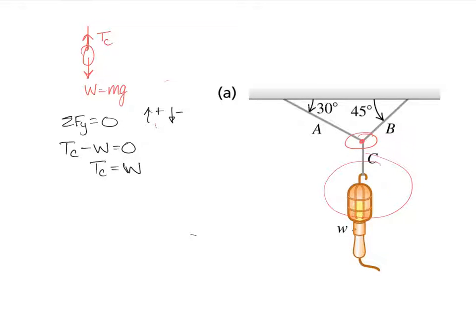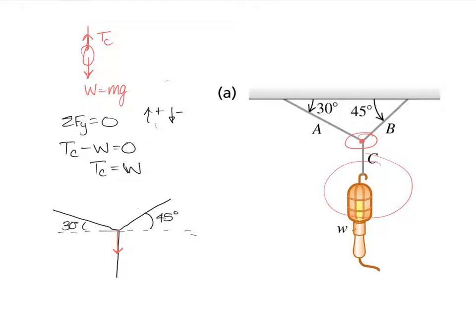So I'm just going to redraw it here, and there, and down, and using the fact that alternate interior angles are equal, I know that this angle is 45 degrees and this angle is 30. And so now I'm going to draw my forces.